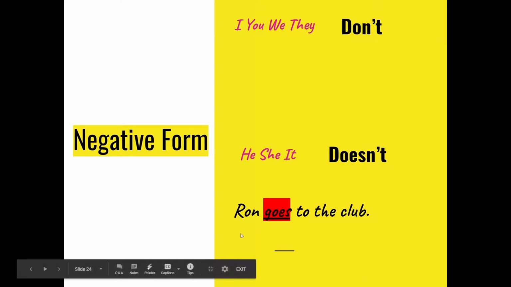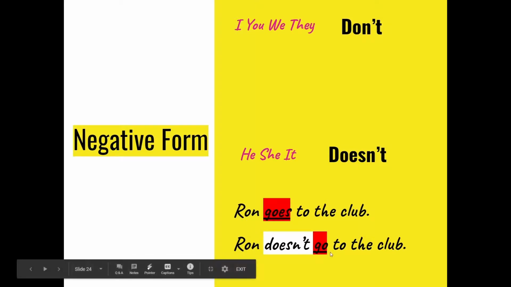Let's take this example and try to answer it. Ron goes to the club. I want to change this sentence into negative. I want to say that this does not happen. So I'm going to say Ron doesn't go to the club. Oh my God, where did the S go? Doesn't is always hungry and it eats the S. So whenever I have doesn't in a sentence, it's going to eat the S from the verb right after it. Ron doesn't go to the club. I cannot say doesn't and then add S to the verb. It will not sound right.